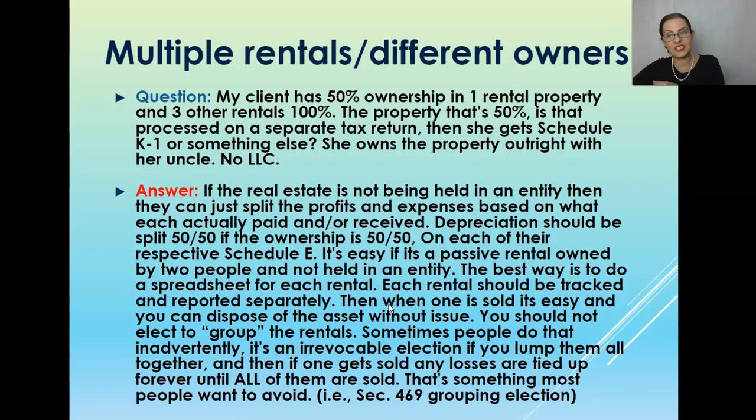The aggregation election for 199A, you have to make every year, and this one is not the same. The election to group your rentals all together, the Section 469 grouping election, is irrevocable and you don't make it every year. Okay, so it's a different election altogether. I just don't want you to be confused by that.